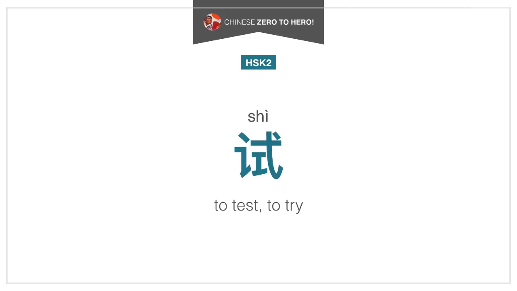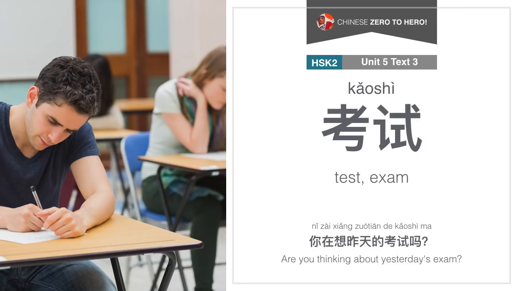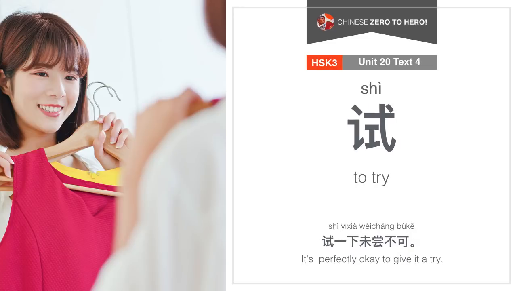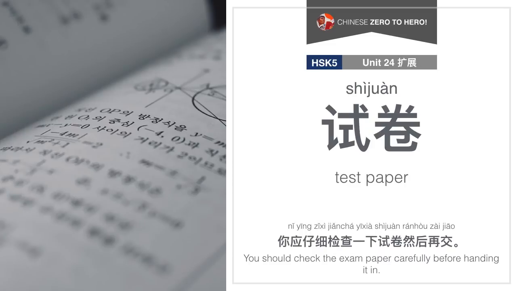The character 是 written this way means to test. In HSK 2, we learn 考试 meaning test or exam. 你在想昨天的考试吗? Are you thinking about yesterday's exam? And in HSK 3, we learn how to use the character 是 by itself, meaning to try. 试一下未尝不可. It's perfectly okay to give it a try. And in HSK 5, we learn the word 试卷 meaning test paper. 你应该仔细检查一下试卷，然后再交. You should check the exam paper carefully before handing it in.